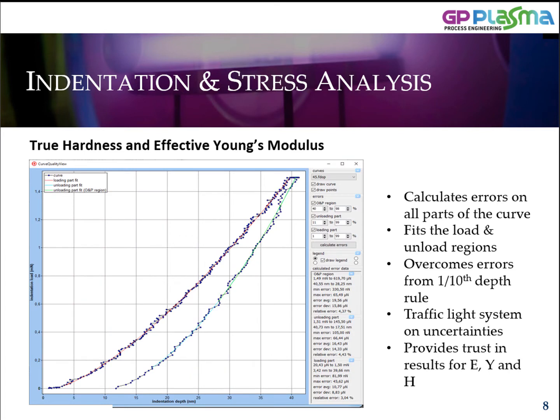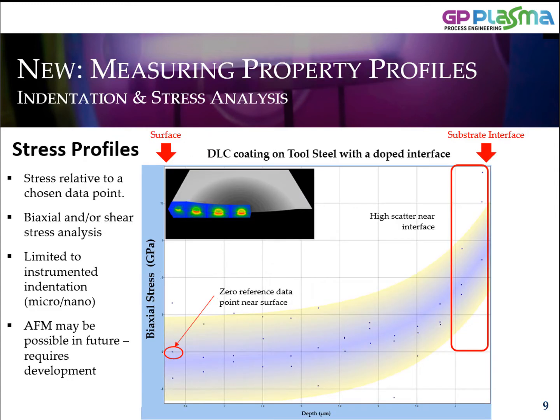processes. So here you can see that it's doing the load and unload portion. It also calculates the errors on each of these portions separately, and also including the Oliver and Pharr analysis. With this new indentation and stress analysis tool, load depth curves can be used to establish property profiles, including yield strength and stress. So biaxial and shear stress hypotheses are analyzed, and you can do either or a mix of.